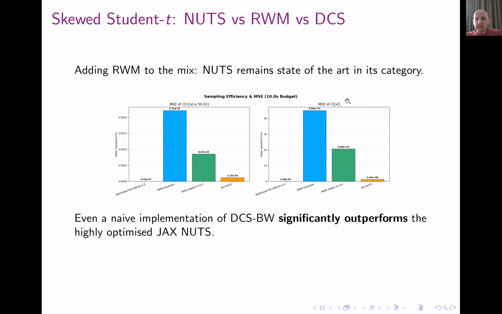And here, for the first moment, our algorithm also outperforms the professional implementation of JAX NUTS. This is the same distribution as before, this skewed 200-dimensional Student t.